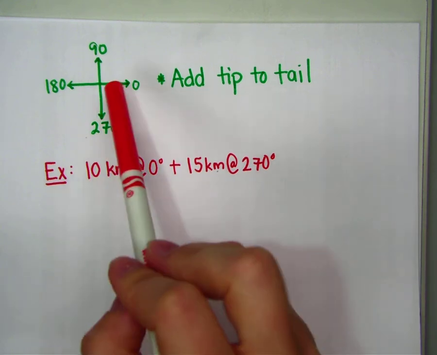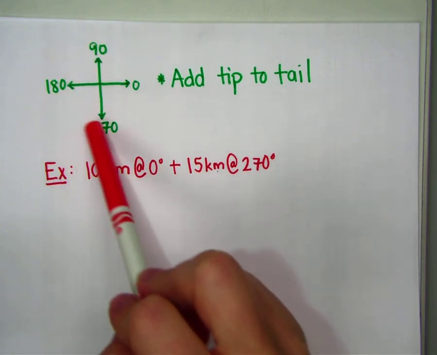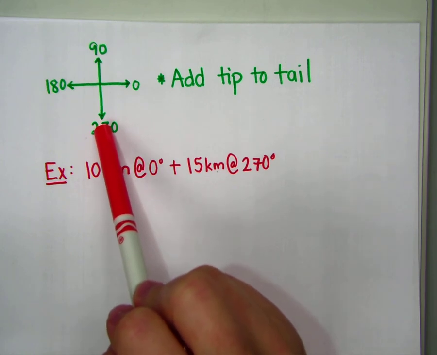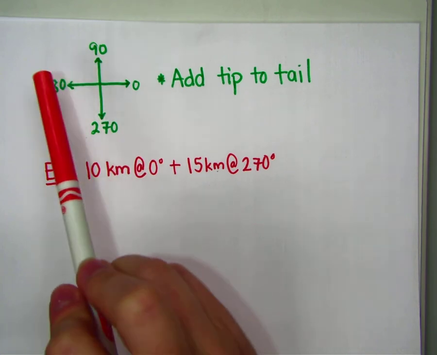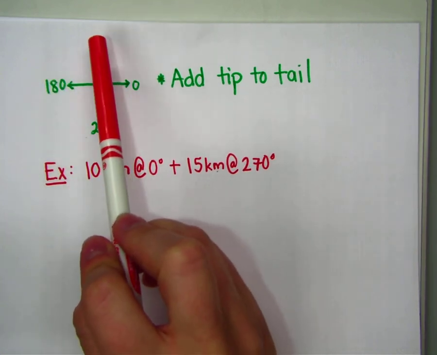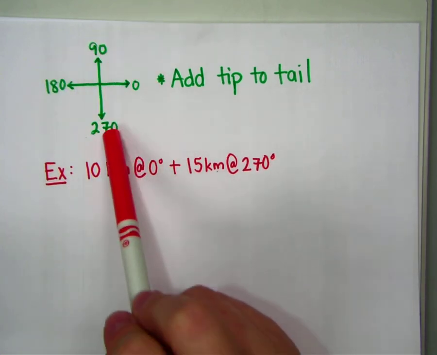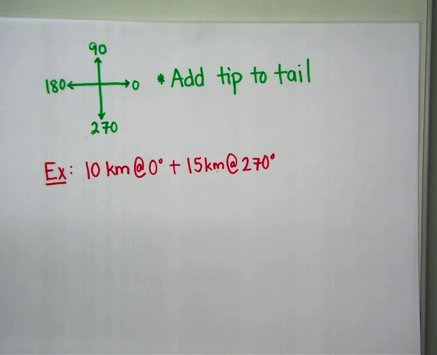Also, please keep in mind we are going to be using the unit circle for our directions, okay? The x direction to the right is 0, to the left is 180, the y direction up is 90, and down is 270, okay? So here's an example for you. I have two vectors, 10 kilometers at 0 degrees and 15 kilometers at 270, and I'm adding them together.